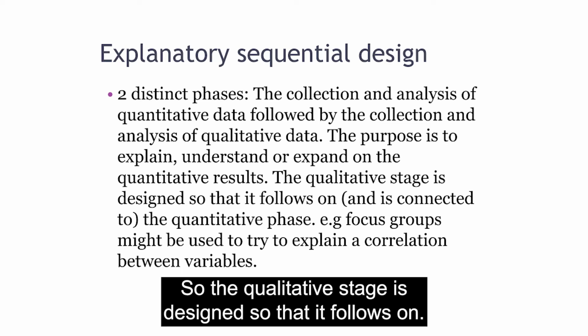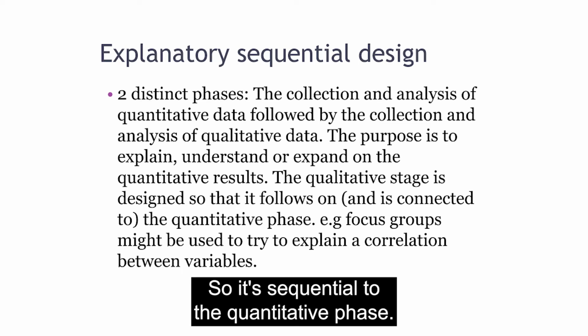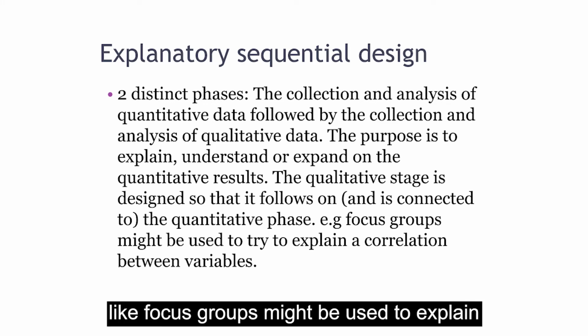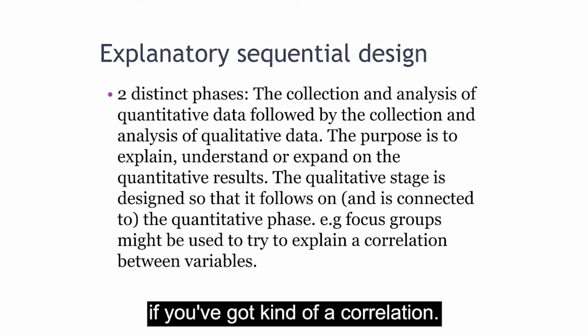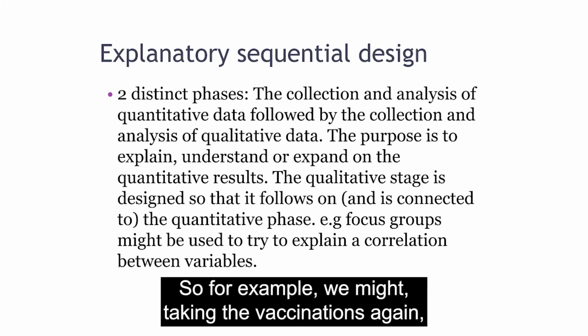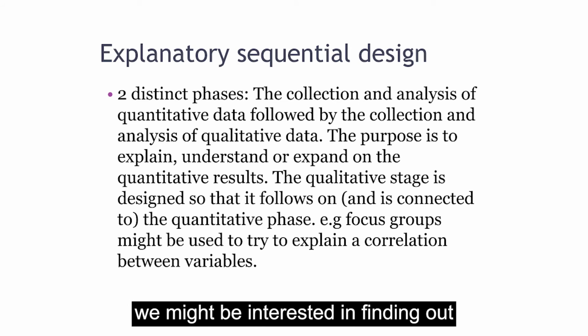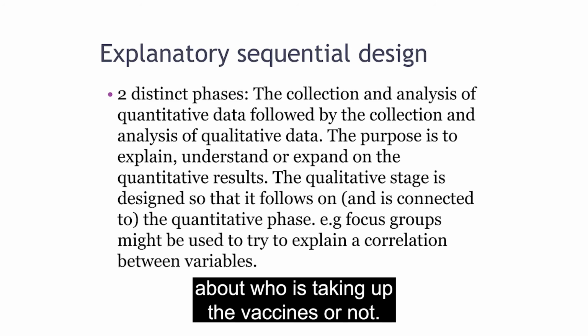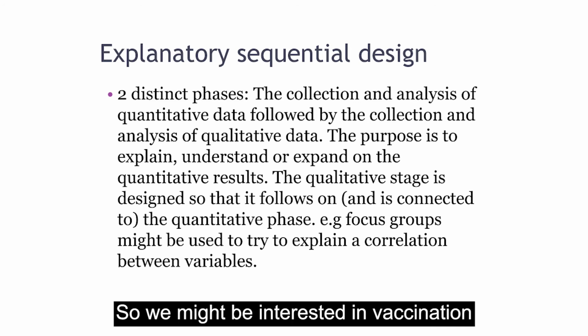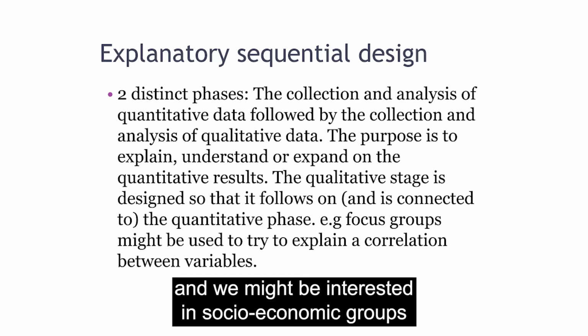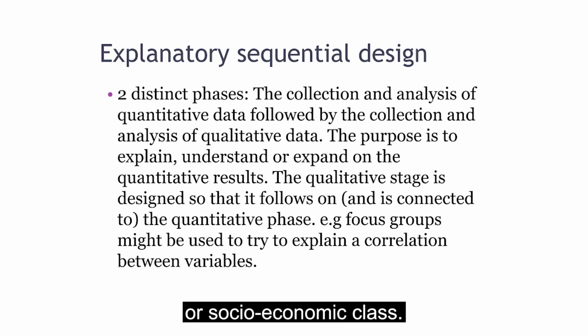The qualitative stage is designed so that it follows on, so it's sequential to the quantitative phase. We could use things like focus groups to explain, if you've got a correlation. For example, taking the vaccinations again, we might be interested in finding out who is taking up the vaccines or not. So we might be interested in vaccination, and in socio-economic groups or socio-economic class.